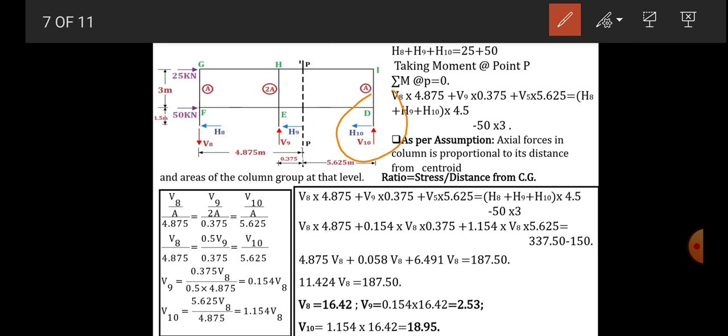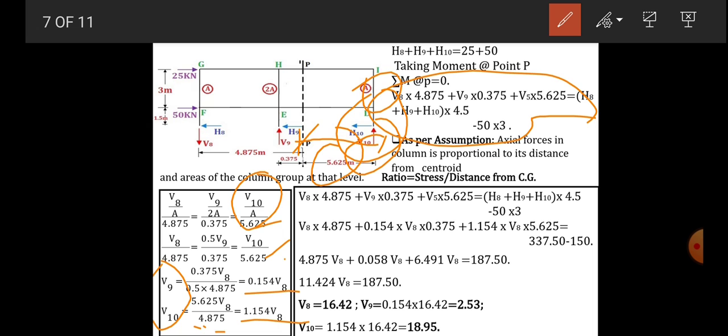Next column is the last one, and the axial force is V10. V10 divided by area means stress, and the perpendicular distance up to the centroidal axis is 5.625. So by simplifying this, we have an equation of V9 and V10 in terms of V8. Now put this V9 and V10 in the moment equation.